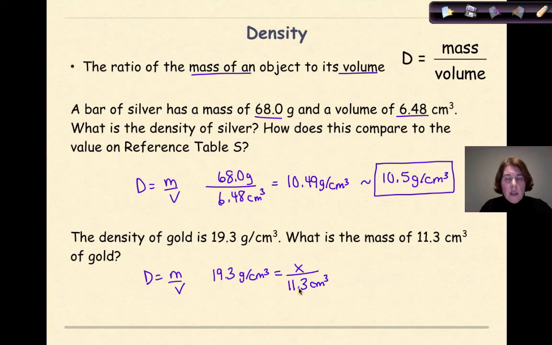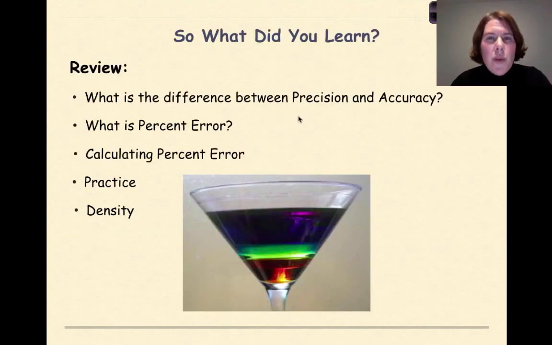I'm going to cross multiply here, and when I cross multiply and I solve for the mass, the mass is going to equal 218 grams. And that works out nicely for us because this has 3 significant figures and this has 3 significant figures.